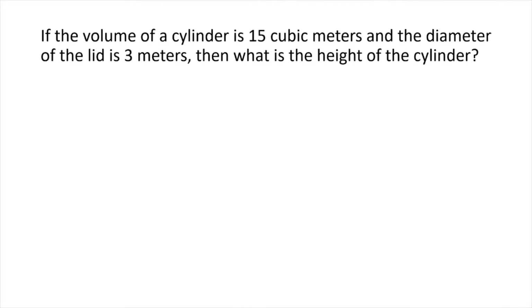Here's problem number 1. If the volume of a cylinder is 15 cubic meters and the diameter of the lid is 3 meters, then what is the height of the cylinder? So, what we have here is a cylinder with a total volume of 15 cubic meters and the diameter of the circular base is 3 meters. Then we are asked to find its height.